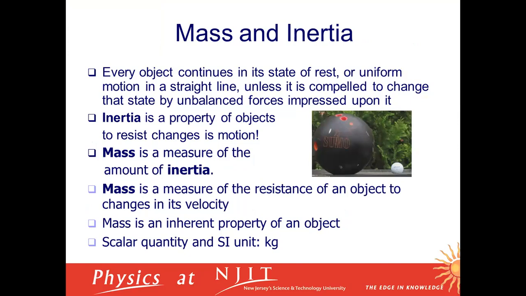So we have the following quantities: inertia and mass. Inertia is a property of objects to resist changes in motion. Mass is a measure of the amount of inertia. Mass is a measure of the resistance of an object to changes in its velocity. Usually, mass is equal to what? Weight over gravity. So mass is an inherent property of an object, a scalar quantity with SI unit kilograms.